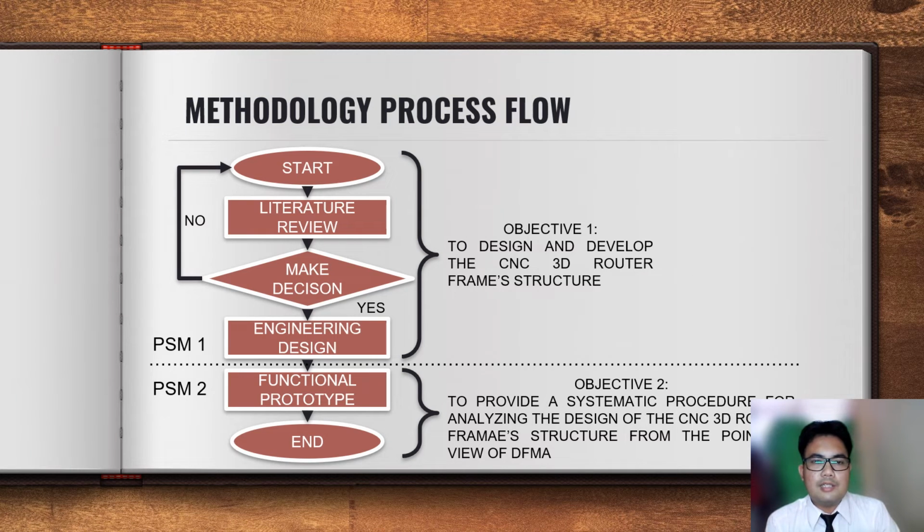This is the methodology process flow. The process flow shows the overall project direction. It starts with a literature review and ends with the fabrication part, which is a beta prototype. It is divided into two parts: final year project 1 only covers until engineering design, and final year project 2 will cover the functional prototype.